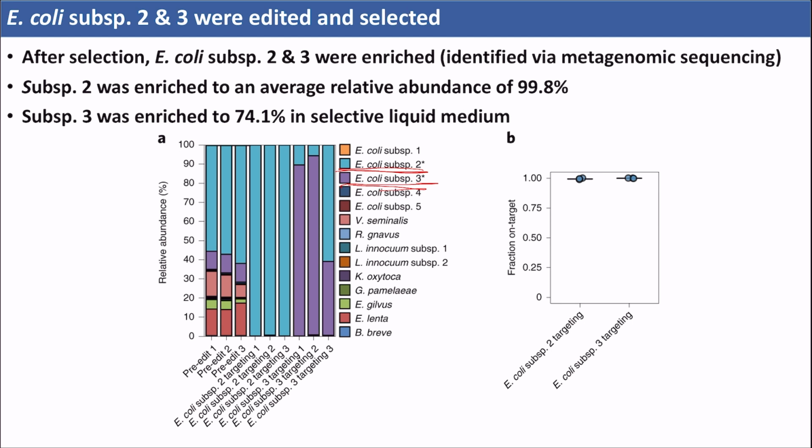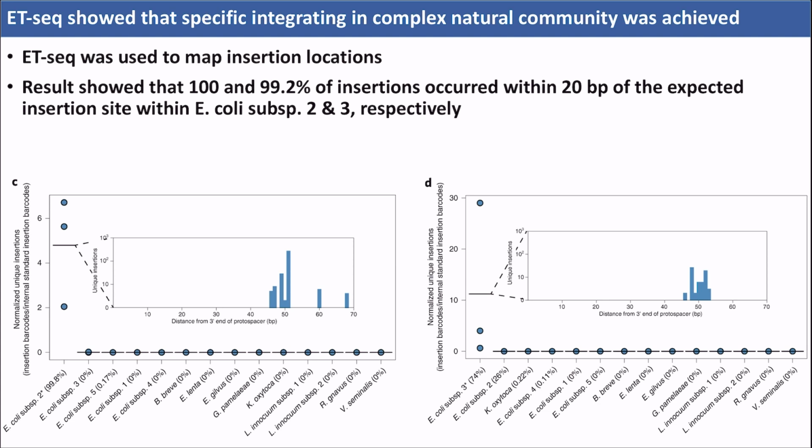After selection, E. coli subspecies 2 and 3 were enriched. They were duly identified via metagenomic sequencing. The research team's ET-seq showed that specific integration in a complex natural community was achieved. ET-seq was used to map insertion location. Results show that 99.2% of insertions occur within 20 base pairs of the expected insertion site within E. coli subspecies 2 and 3.